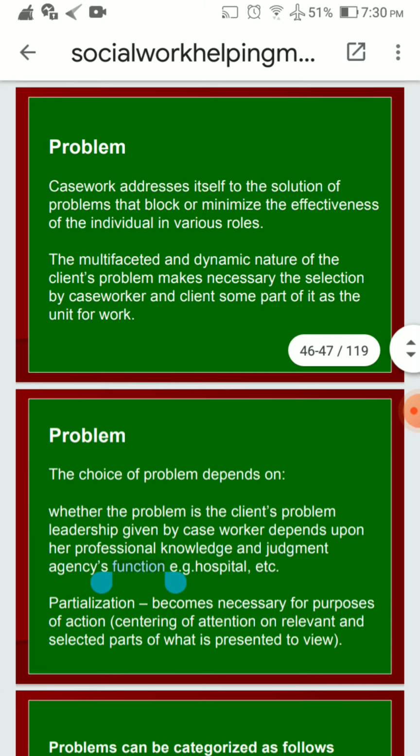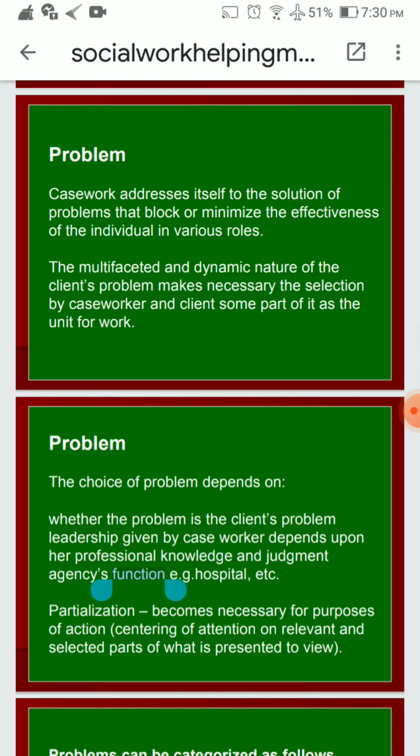Proceed. Problem: casework addresses itself to the solution of problems that block or minimize the effectiveness of the individual in various roles. So that's it. The problem of the client needs to be addressed. Because as a matter of fact, when they come to us, they are unconscious of what their problem is. That's why we are the ones who guide and facilitate them to realize the exact problem that they have.